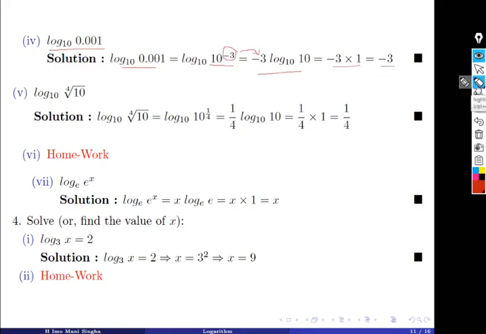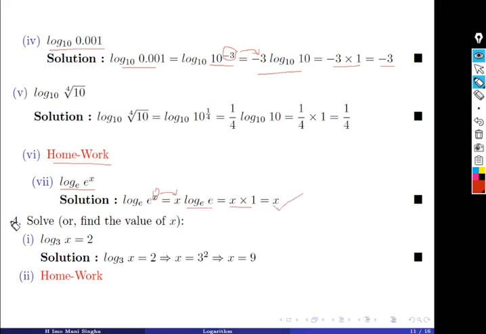Similarly, you see number 5, in the same manner. Number 6 is the same pattern, very easy one. So you try it as homework. Number 7, log of e to the power x equal to x. So what will happen to this? The power x will come as a multiplication, and here log of e base e is equal to 1 by property number 6. So ultimately we will get the answer as x.